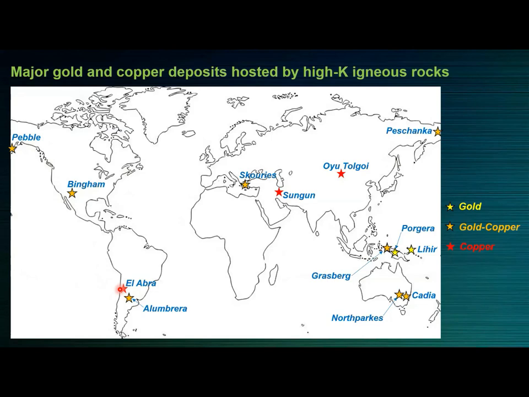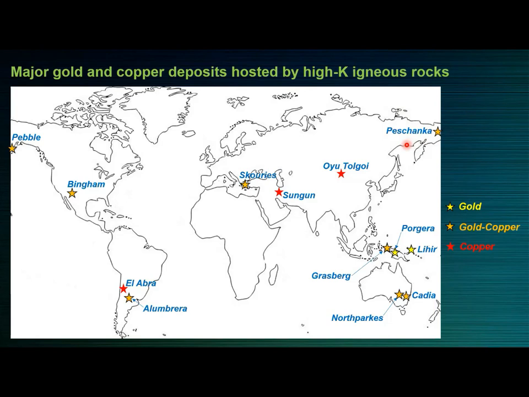Bajo de la Alumbrera in Argentina, Skouries in Greece, Shahmgun in Iran, Oyu Tolgoi, a quite recent discovery in Outer Mongolia, Peschanka, a really large deposit in Siberia, which is not so known yet, but it's actually one of the largest porphyry copper-gold deposit clusters, by the way, which are just getting developed as we speak.